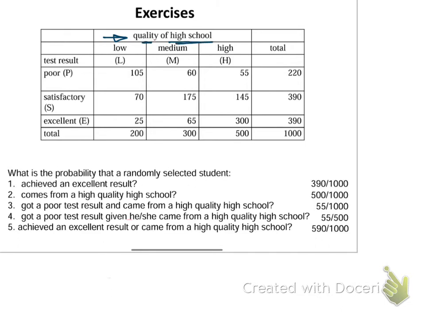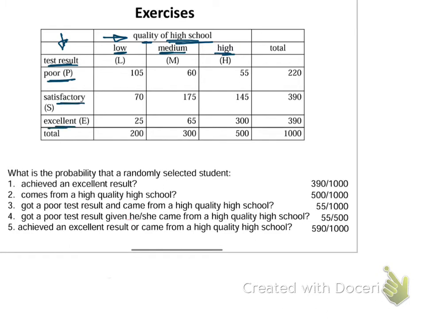So I have some high schools, and this is the quality of the high school. We have low quality secondary school, medium quality secondary school or high school, and high quality high school. And on the y-axis I have the test results of these schools: poor results, satisfactory results, and excellent results.